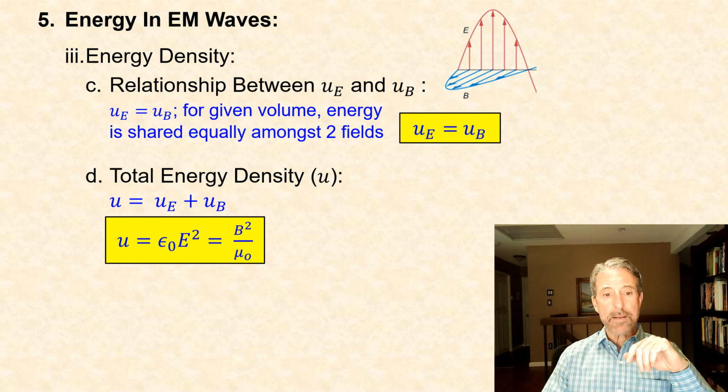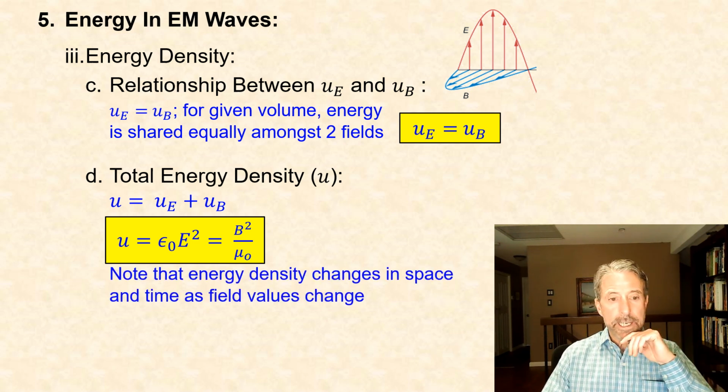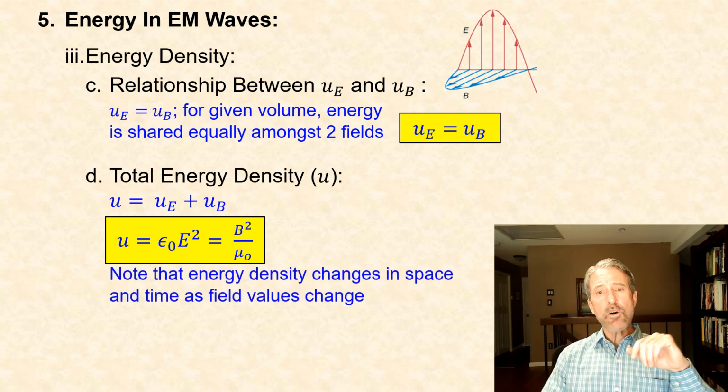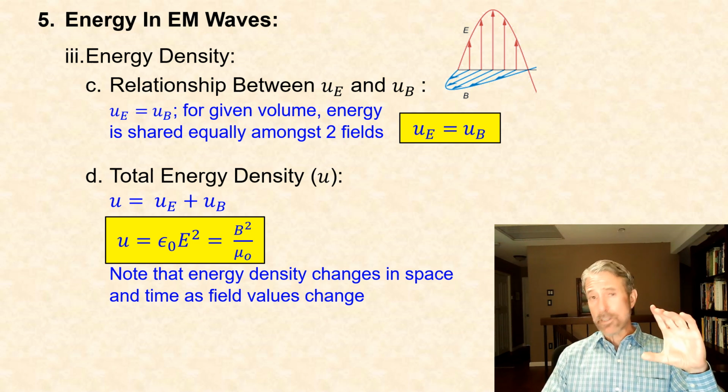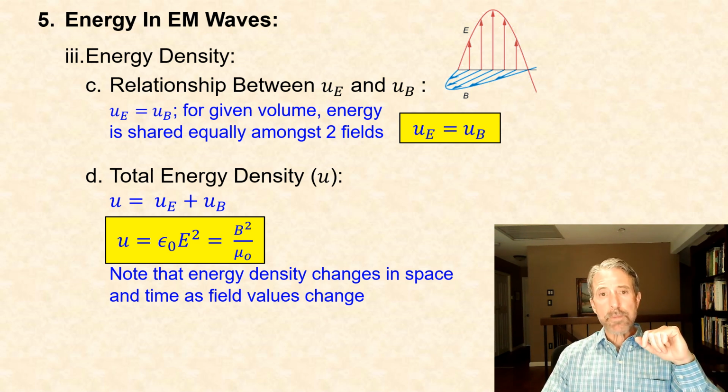So it's worth noting here that while the total energy of an electromagnetic wave is constant, the energy density of the wave at a given point in space and time is not constant, as the electric and magnetic field values, the values of those vectors, the values of their magnitudes change in both space and time.